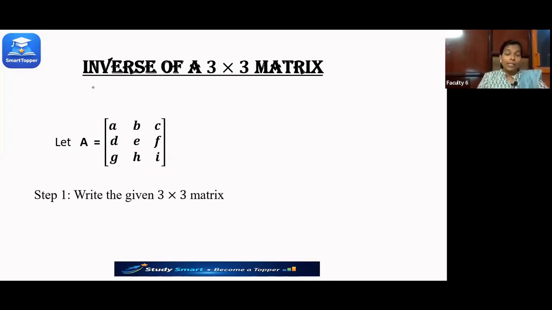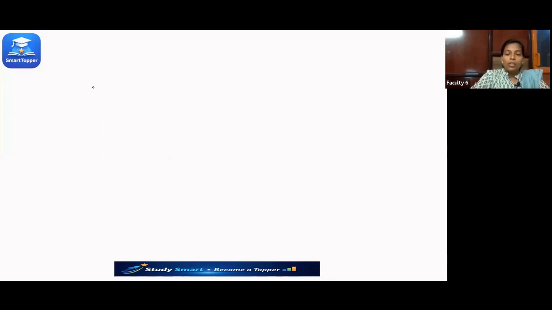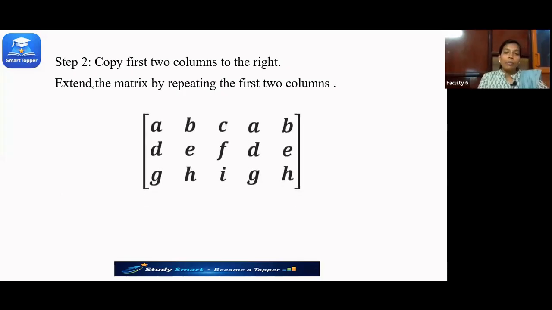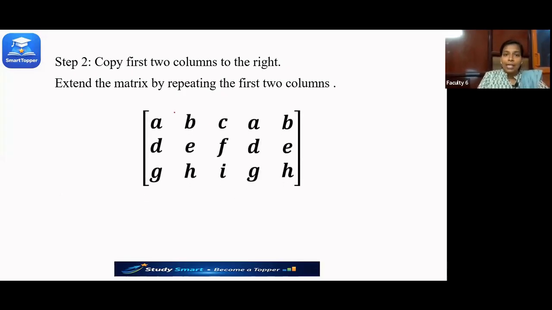Here, first you have to write the given matrix. Okay, the question, a matrix is given. You have to write that matrix itself. So that is our first step. So our matrix is given. So the second step is copy the first two columns to the right. That means our matrix is A, B, C, D, E, F, G, H, I. So this is our matrix. It is given in the question.